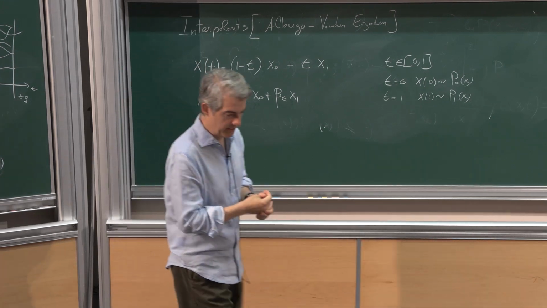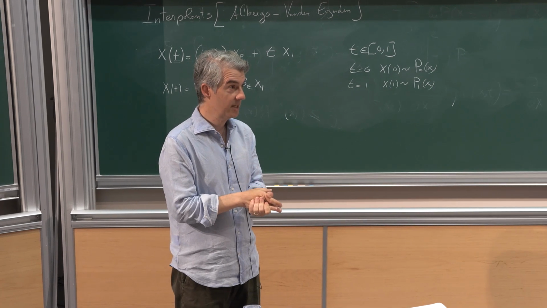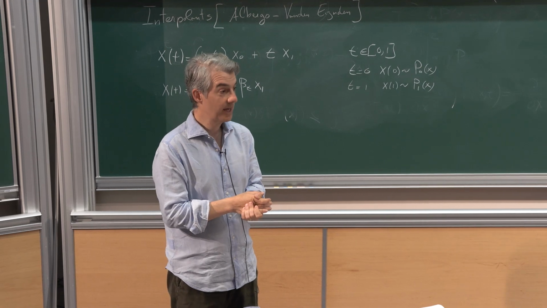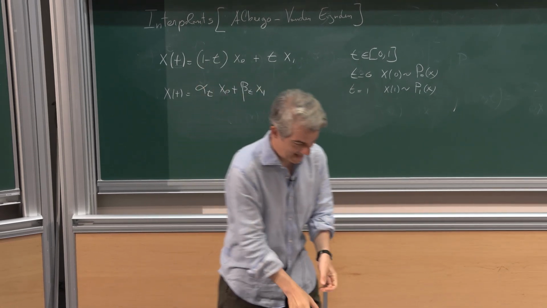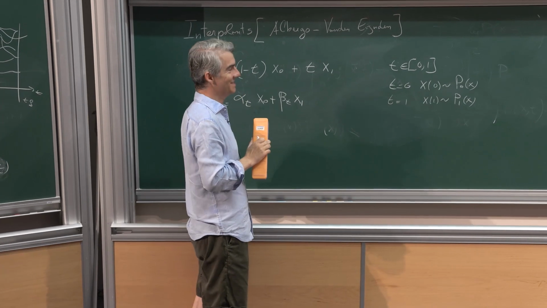Now I would like to make the connection with RG, because diffusion models are really related to the RG procedure. So what is RG, the renormalization group? I'm sorry, you are not exactly 100% physicists.